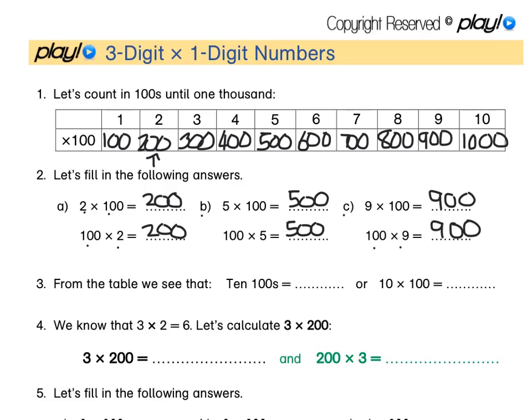If we look at 3, it says from the table we see that 10 hundreds, so 10 hundreds is equal to 1000. Or we can write it in multiplication form. 10 times 100 becomes 10 times bigger and gives 1000. These two mean the same. Let's move on to 4.